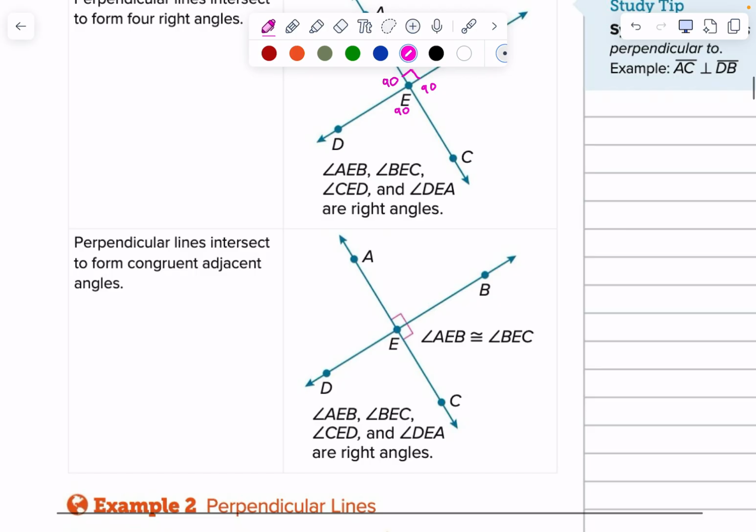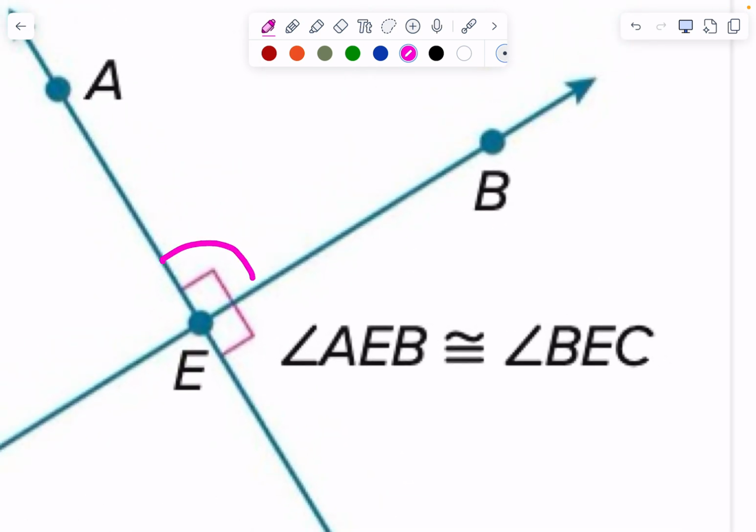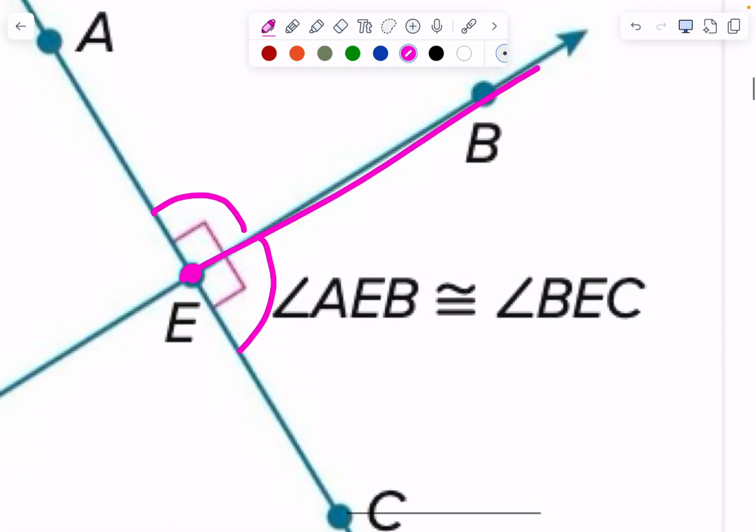Okay? All right, perpendicular lines intersect to form congruent adjacent angles. Okay, let's talk about that. Congruent adjacent angles. Like this angle and this angle are adjacent because they share a vertex and they share a side. Are those two angles congruent? What does congruent mean? The same. Are those two angles the same? Yeah. They're adjacent and they're the same because they're both 90, right?